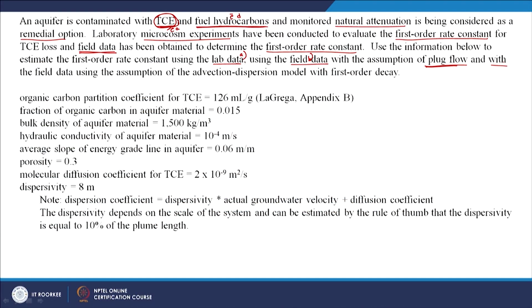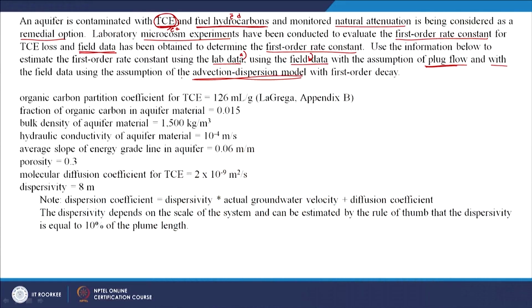And then finally, field data with the assumption of the advection-dispersion model. In the plug flow model, we haven't considered dispersion and diffusion. But in part C, we are going to look at the most realistic scenario, which is the one with microbial activity, adsorption and desorption from or into the soil, and advection, as in groundwater transporting the contaminant along with its flow. That's one case, which is advection, and then dispersion now. So that's the case for part C.